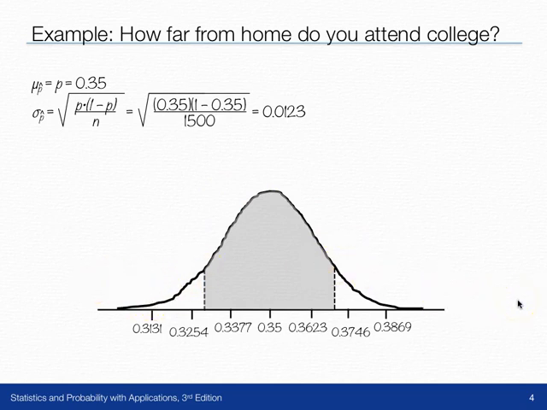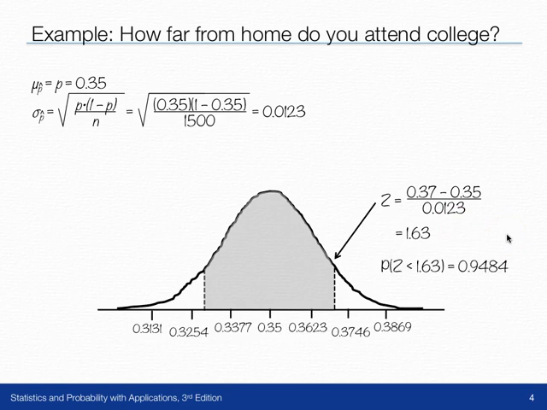That's our plan. The first z-score is going to be 0.37 minus 0.35 over 0.0123. Gives us a z-score of 1.63, and the probability that z is less than 1.63 is 0.9484. We get this probability from table A. Now this gives us this entire area that we want plus this tail. We don't want this tail, so we'll find the area in this tail and subtract.